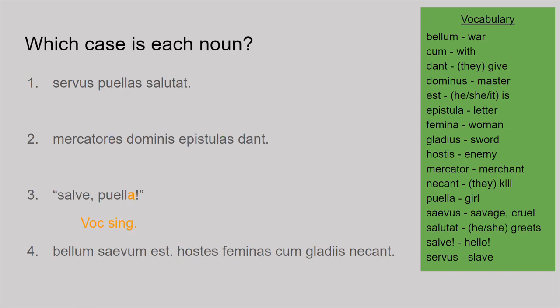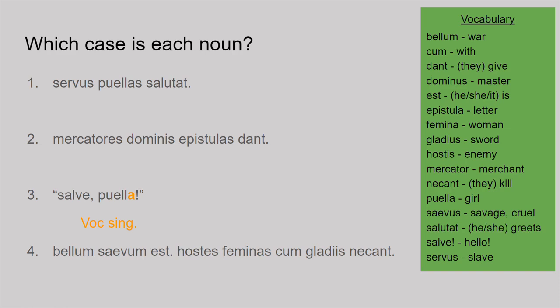Number 3, puella here is the first declension. It could be nominative, vocative, or ablative. It's in speech marks and someone is saying, hello, salve. So I can assume this is the vocative singular. The girl is being addressed. And this sentence means, hello, girl. It's kind of a weird one to say, but it illustrates my point.